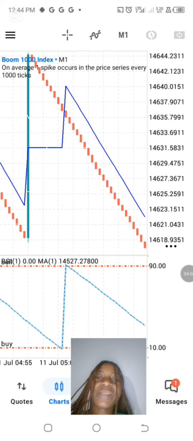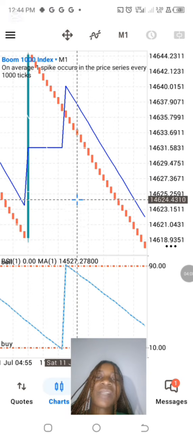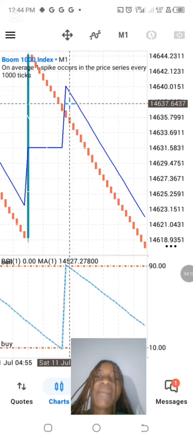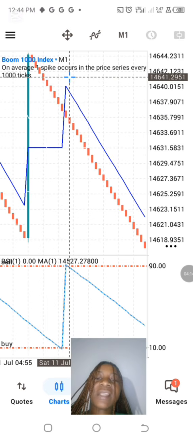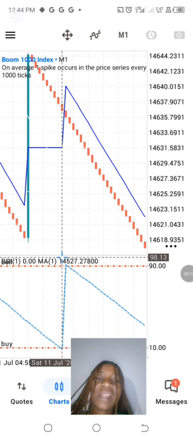Here is another perfect entry position. As you can see, the Ichimoku on the main chart has crossed above the price, or has crossed above the candlesticks, as you can see. Then we have confirmation here on our main chart.